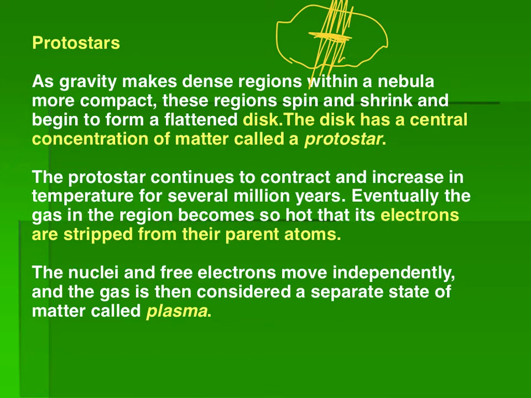Eventually, the gas in the region becomes so hot that its electrons are stripped of their parent atoms. So we have this stuff that's generated called plasma. These are just free electrons hanging out, essentially pure energy out there in space. Not really matter per se, but just pure energy. So they move independently, and these are important for the ignition of the whole thing.